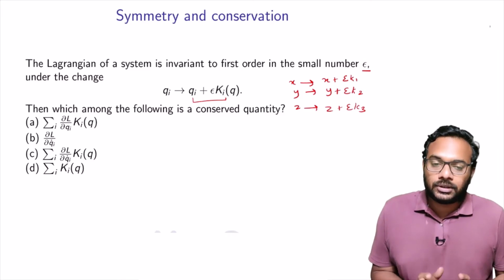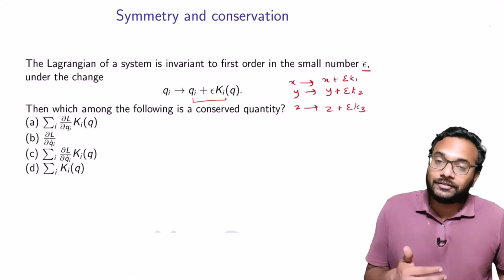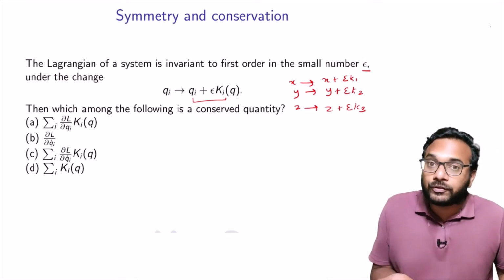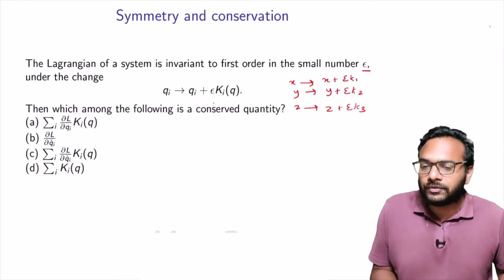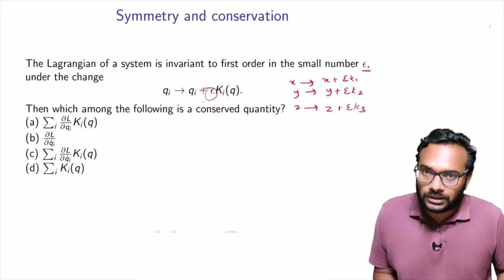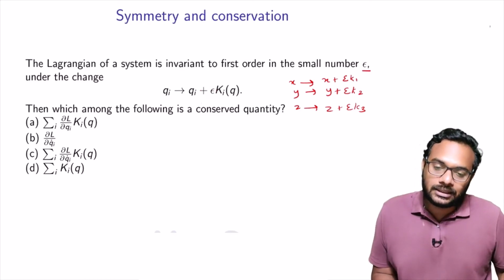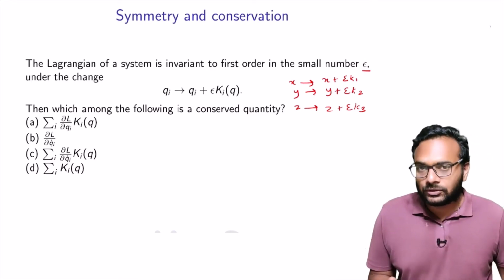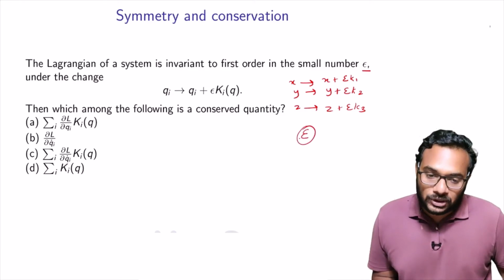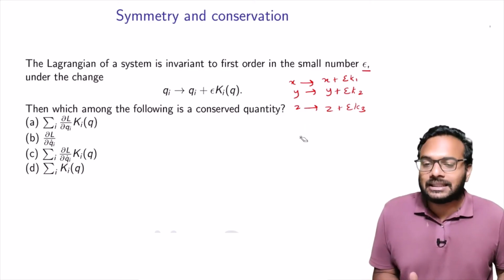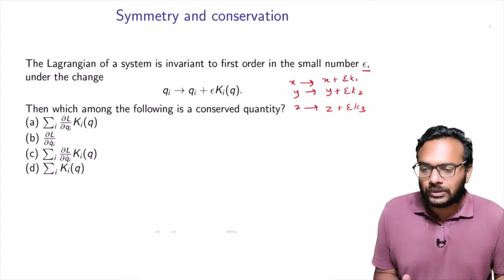So if you make this transformation, and if the Lagrangian is invariant up to first order, the change in Lagrangian up to first order is 0. Up to first order means up to first order in epsilon. If you take the transformed Lagrangian and subtract the old Lagrangian from it, and there are no quantities proportional to epsilon in this subtraction, then we say that it is invariant up to first order, but we'll see this in detail.